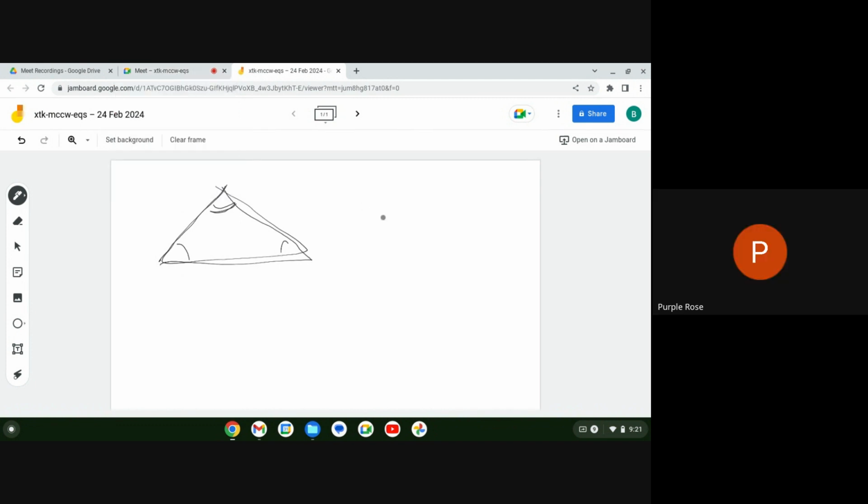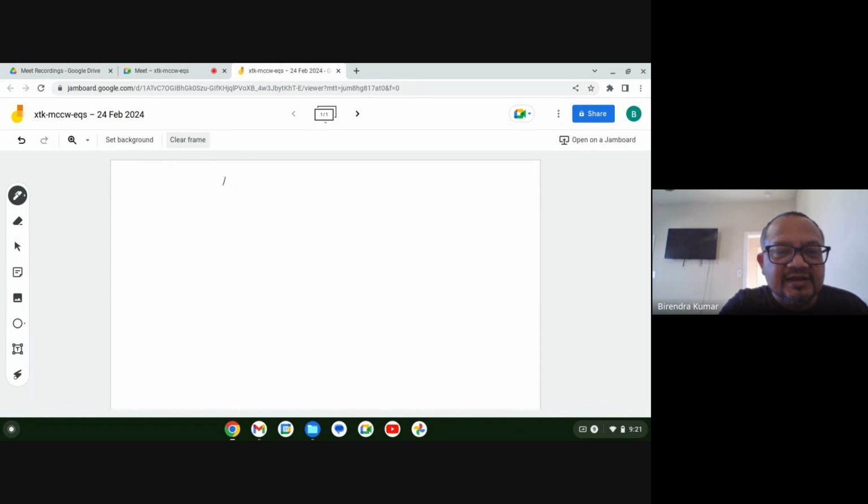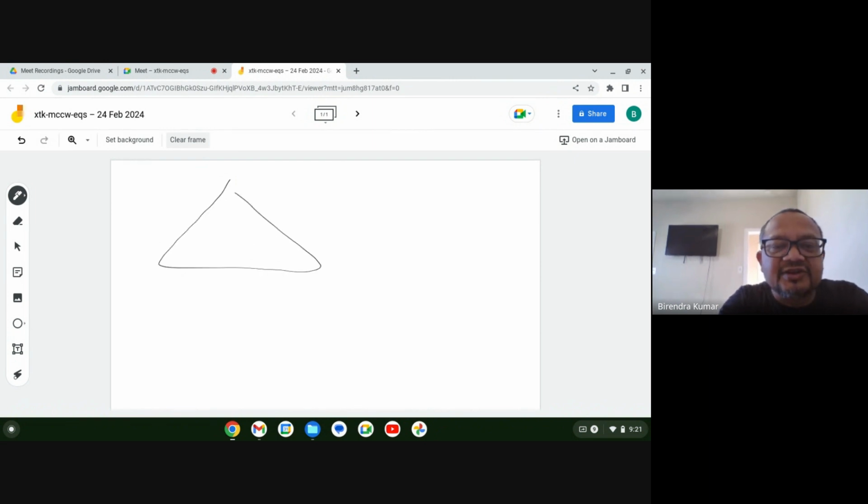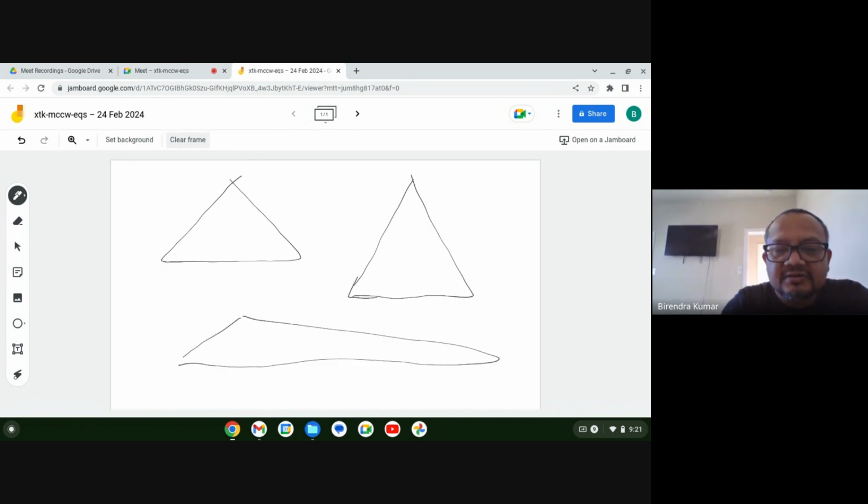Now, since triangles have three sides and three angles, you can always classify a triangle either based on side or based on the angle. Remember Gitesh and Ayush? So you can classify or categorize your triangle either based on side, like these three sides, or based on the angles. Let's look at the side part of it. Now let's look at this triangle, and this triangle.